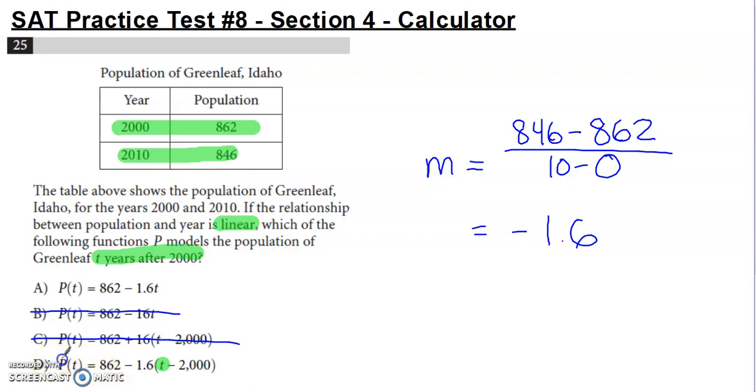So if you look at option A, when I put 0 in place of T, gives me 862, the population in the year 2000. That's what it's supposed to do. If I put 10, the value that represents 2010, measured in years after 2000, putting 10 in place of T, 1.6 times 10 is 16. 862 minus 16 gives me the population in the year 2010. So we're definitely looking at option A for this answer.